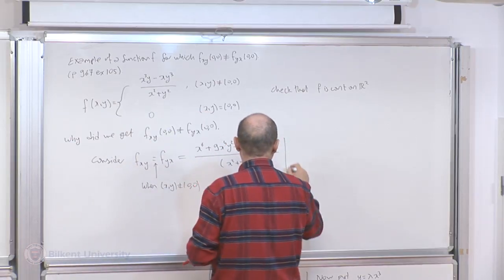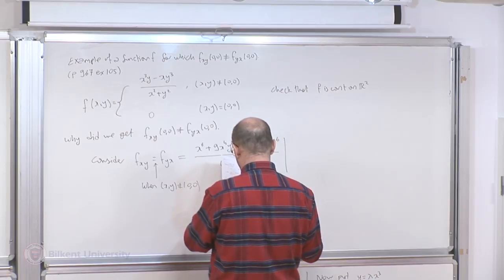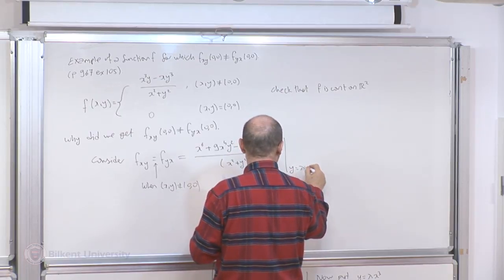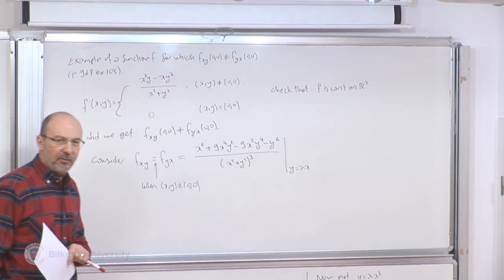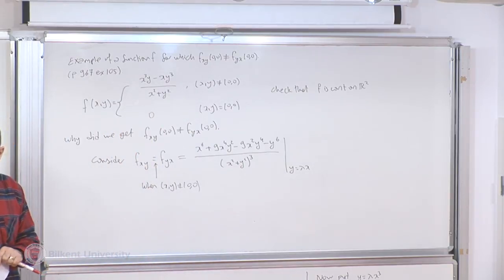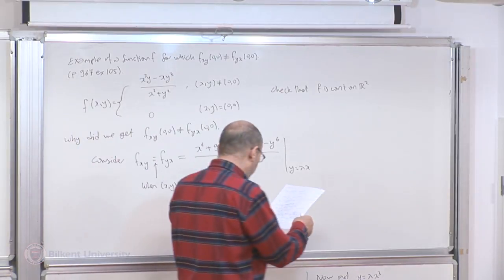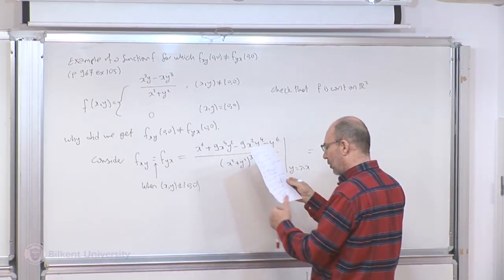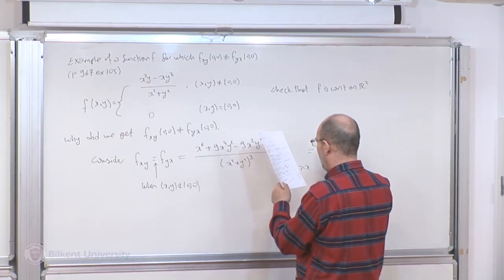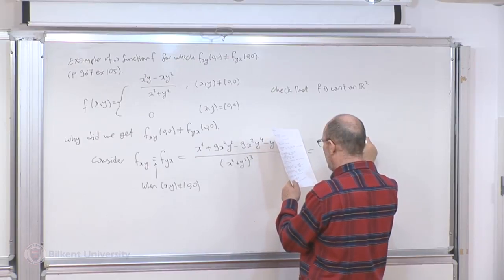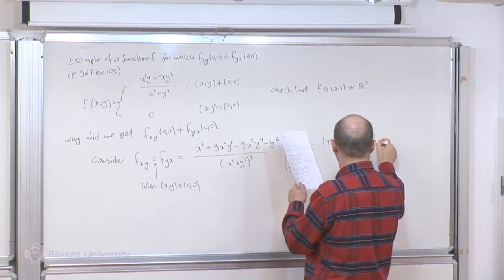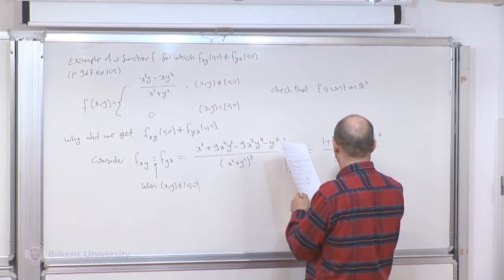Now restrict this to the path y equals lambda x. That's the first thing that comes to mind. If it doesn't work, then you try other paths. The simplest thing is to restrict this to a straight line with slope lambda. If the limit depends on lambda, this is not continuous at the origin. When you simplify this, Maple told me that the answer is 1 plus 9 t squared minus 9 t to the 4 minus t to the 6, divided by (1 plus t squared) cubed.